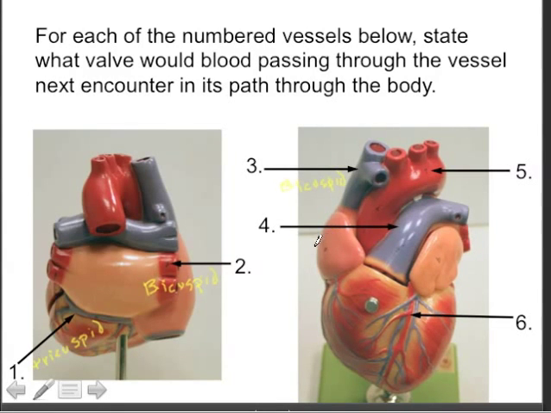Number 4, pulmonary trunk. Pulmonary trunk brings blood to the lungs, where it gets oxygenated, and returns from the lungs through the pulmonary veins. The pulmonary veins drain into the left atrium. The next valve we're going to see is the bicuspid.